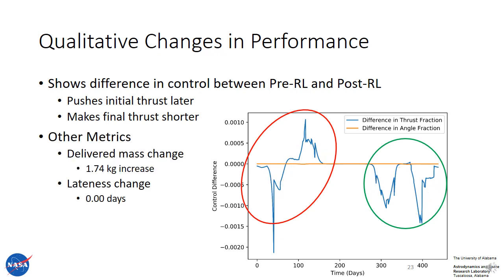If we were to look at other metrics, we can see that the reinforcement learning trained neural network can deliver an extra almost 1.5 kilograms of mass, while the delayedness changes negligibly.